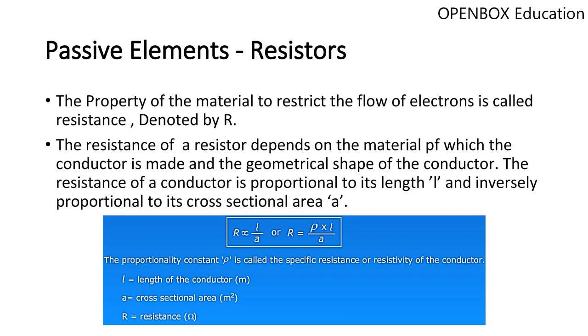The proportionality constant rho is called the specific resistance or resistivity of the conductor. L is the length of the conductor measured in meters. A is the cross-sectional area measured in meters square, and R is the resistance measured in ohms. Thus, resistance is the property of a circuit element which offers opposition to the flow of current, and in the process electric energy is converted into heat energy.